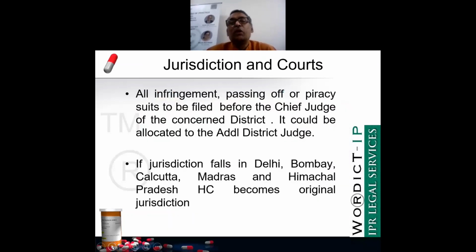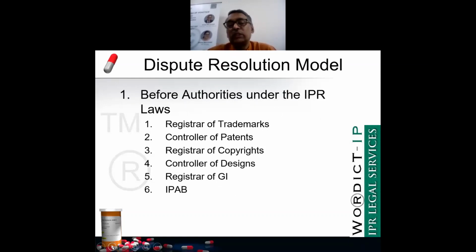Then, jurisdiction and courts, all infringement, passing off, or piracy suits to be filed before the chief judge of the concerned district. It could be allocated to the additional district judge. I told you that. If the jurisdiction falls in Delhi, Bombay, Calcutta, Madras, and Himachal Pradesh, it becomes the original jurisdiction. Next slide, please. I want to know if I am too fast, if people are able to understand this. Yes, sir. It's fine.